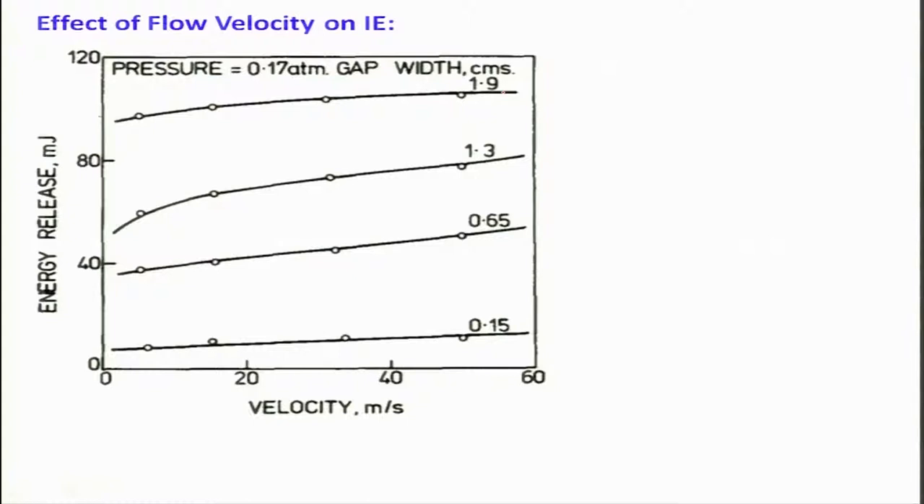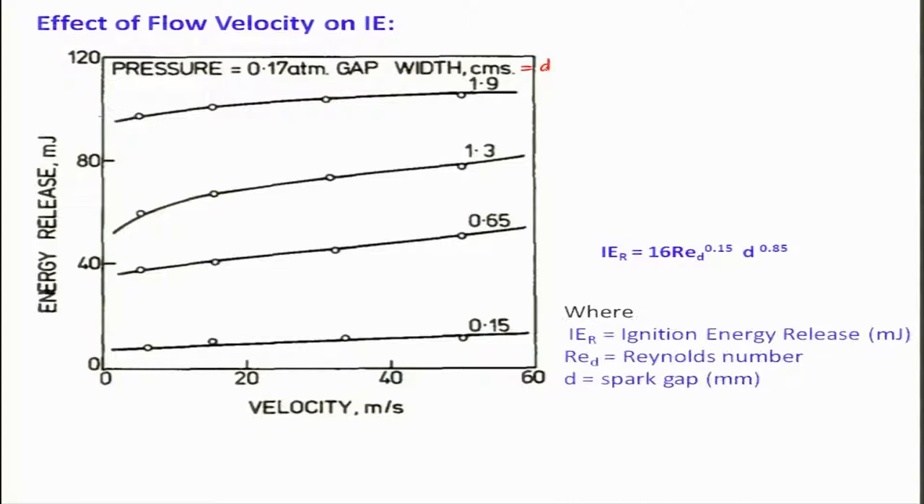If you take this data and couch it in the form of an empirical relationship, we get I_R proportional to Re_D^0.15 and D^0.85, where this width is nothing but D. Keep in mind that I_R is the ignition energy release in millijoules, Re is the Reynolds number based on D as the length scale, and D is the spark gap. This is a semi empirical result which can be used only for the range it was experimented on; it cannot be generalized.